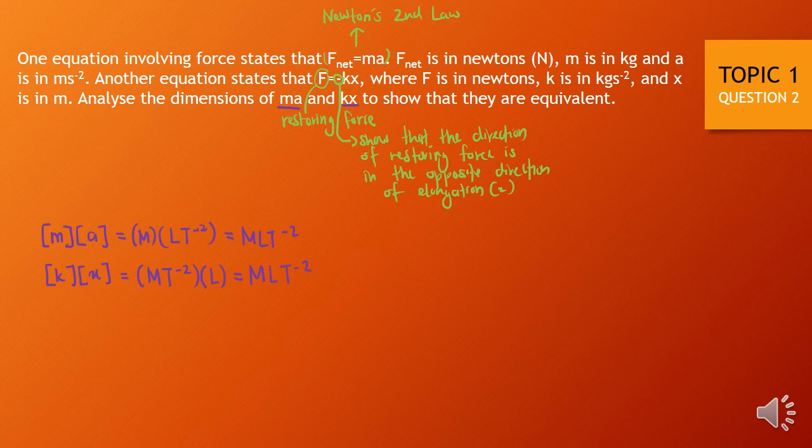So we have shown here that, okay, since MA and KX both have the same dimension, we can say that they are equivalent. Okay, so that is our conclusion after finding out what is the dimension of MA and KX.